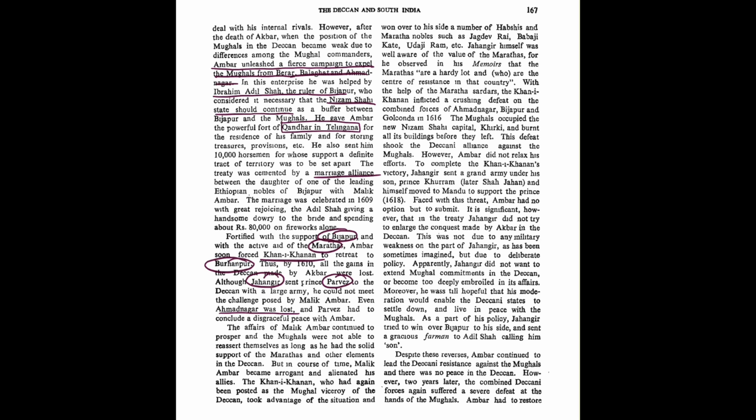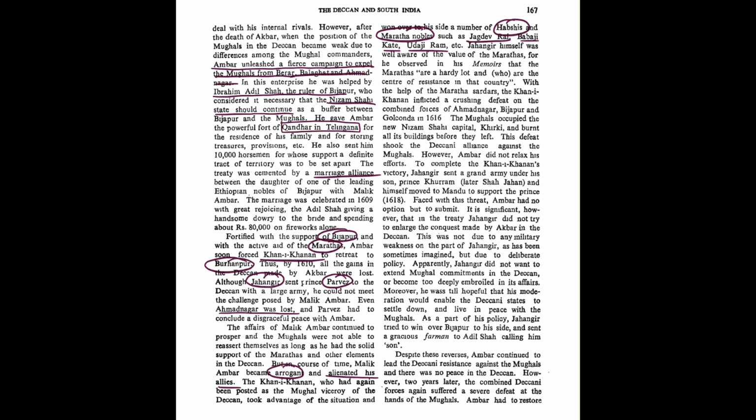The affairs of Malik Ambar continued to prosper, and the Mughals were not able to reassert themselves as long as he had the solid support of the Marathas and other elements in the Deccan. But in the course of time, Malik Ambar became arrogant and alienated his allies. The Khan-i-Khanan, who had again been posted as the Mughal viceroy of the Deccan, took advantage of the situation and won over to his side a number of Habshis and Maratha nobles such as Jagdev Rai, Babaji Kate, Udhaji Ram, etc.